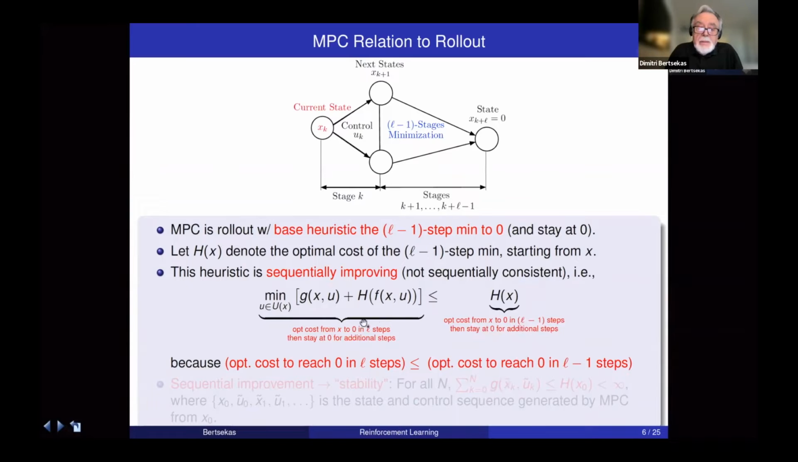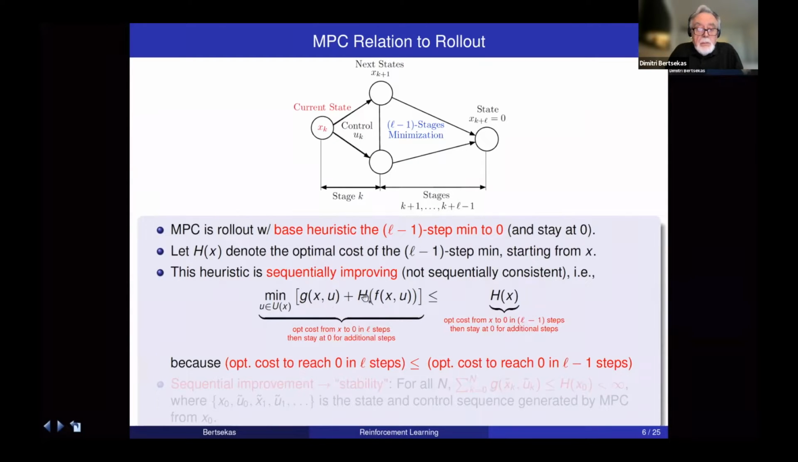Now, the left-hand side involves the first step minimization and then L minus 1 step minimization, and then stay at 0 for the remaining steps. So this optimal cost to reach 0 in L steps is less than the optimal cost to reach 0 in L minus 1 steps, because the solution of this problem is a feasible solution for this problem, and the optimal solution for this problem is better than the feasible solution. So we have this very simply.